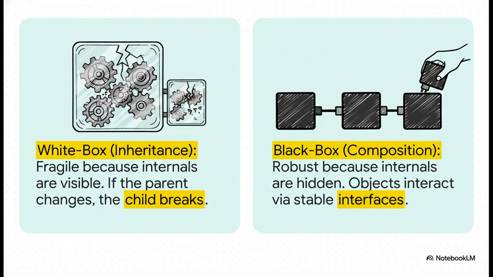You're just putting together independent objects that talk to each other through stable interfaces. They don't need to know each other's secrets, and that makes the whole system stronger. Think of it this way. Inheritance is like being born into a family. You get all the traits, good and bad. Composition is like building with Legos. You pick exactly the right pieces you need to build whatever you want.